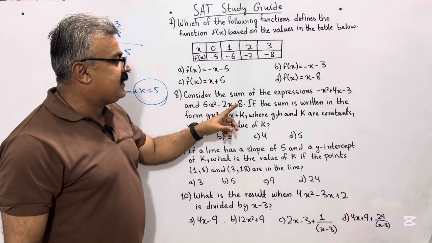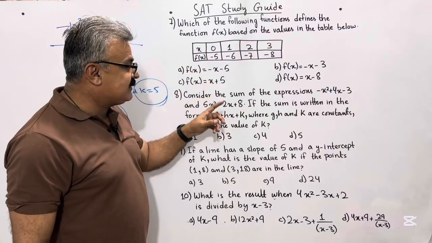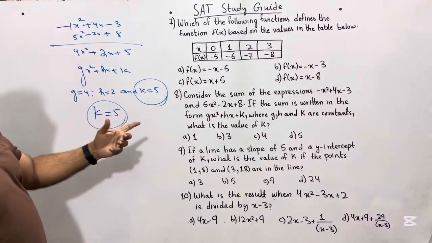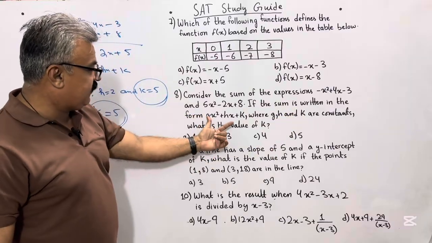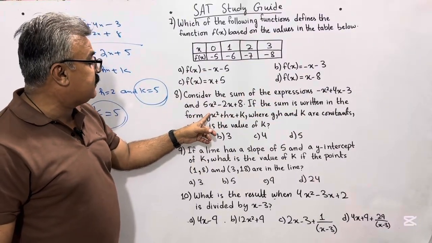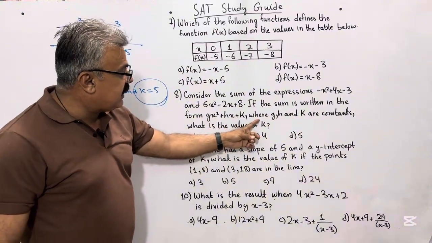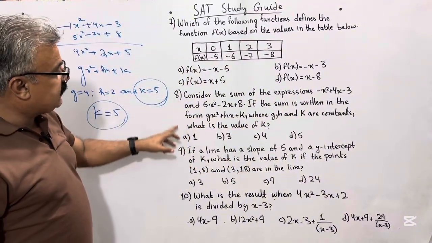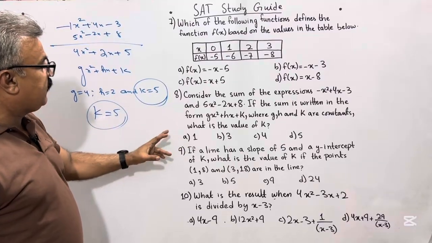Consider the sum of the expression. We have to consider the sum of this and this. We have to add. Then the form of the sum is also given to us. The sum of quadratic expressions is also a quadratic expression. Then we have to find the value of k, that's 5. Follow the instruction.